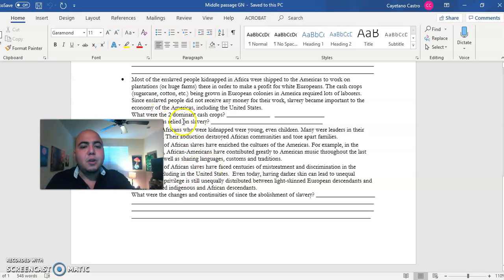All right. So what were the two dominant cash crops? And that's going to be sugarcane and cotton. Okay. There's more, but these were the most prevalent ones that were common in the Americas.